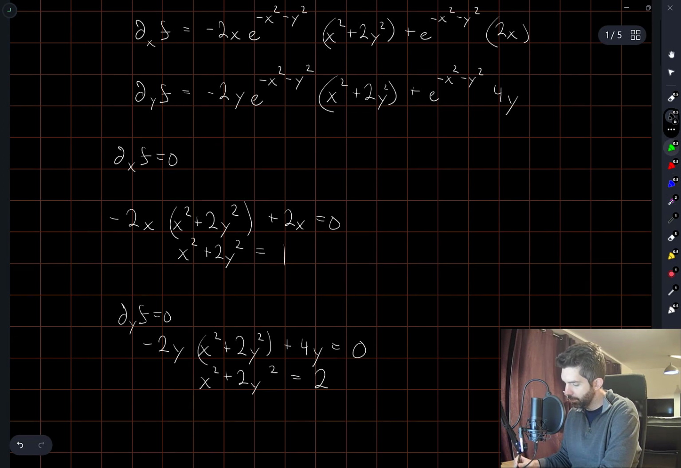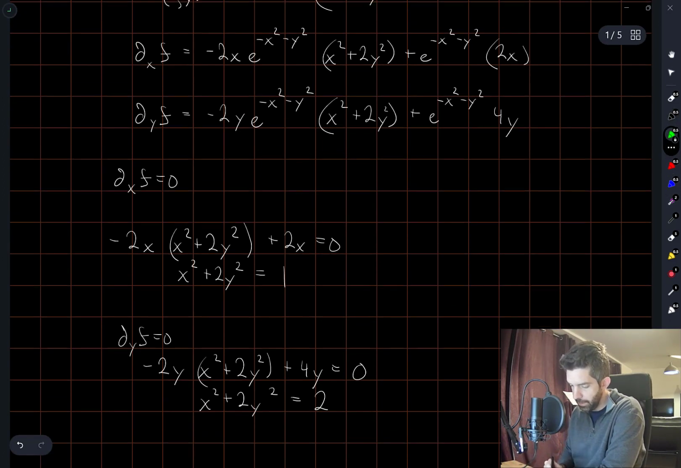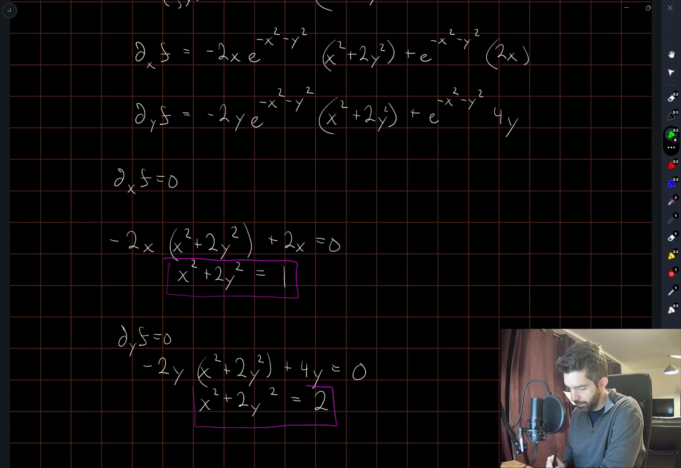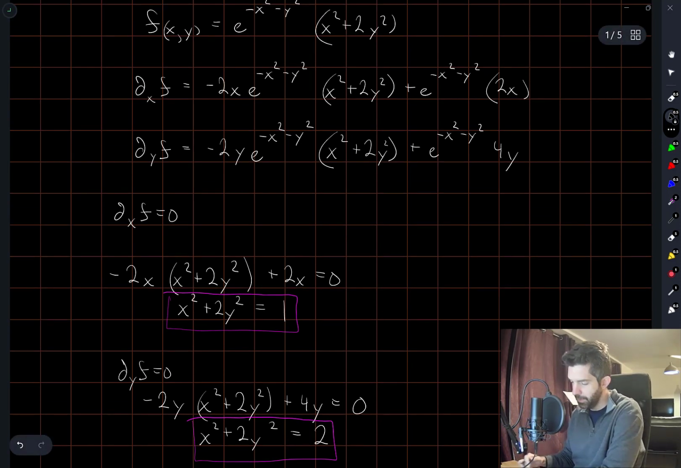Okay, so when I go through taking derivatives and setting them equal to 0, I get two equations, x squared plus 2y squared equals 1, and x squared plus 2y squared equals 2. And there's no solutions here, right? We can't have x squared plus 2y squared being equal to two different numbers. Let me just make sure I did the computations correctly here before going on.